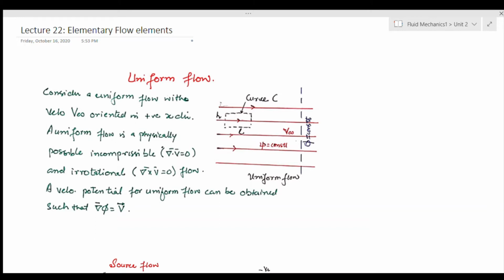What is uniform flow? We know already about a uniform flow. Uniform flow and non-uniform flow, this is something which we already read before. Uniform flow is a kind of flow in which at a particular time there is no variation with respect to space. That's what we know about a uniform flow. So consider a uniform flow with velocity v infinity oriented in positive x direction.